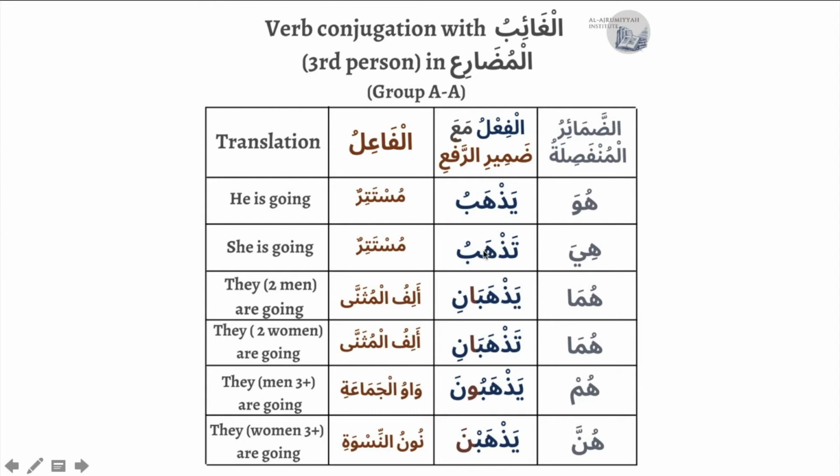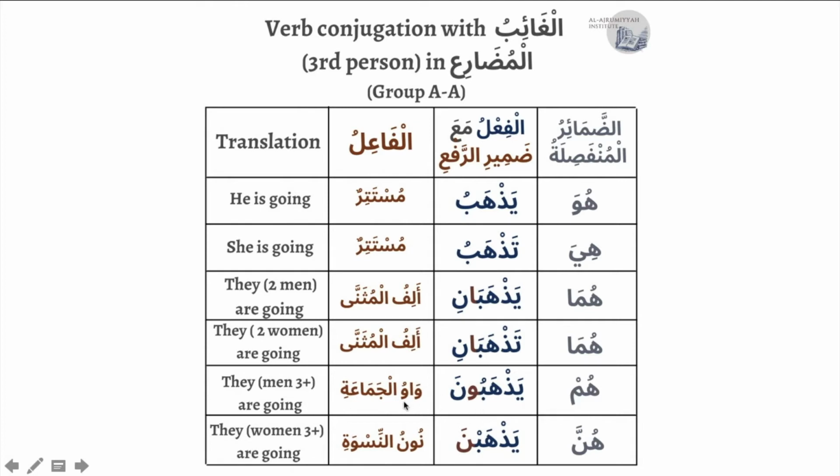Unlike here, where both these verbs, the fa'il, the one actually doing the action, is mustatir, is hidden. And it's assumed that it's he or she. For hum, it's yadhhabuna, so it's a ya at the beginning, but you add a waw and a noon at the end. And you put a dhamma on the lam al-kalima. يذهبون, they, 3 men plus, are going.